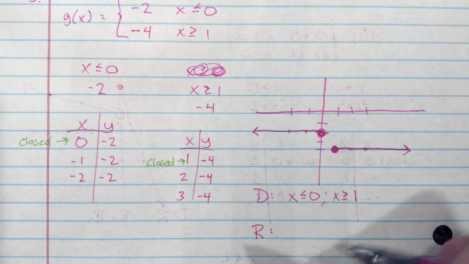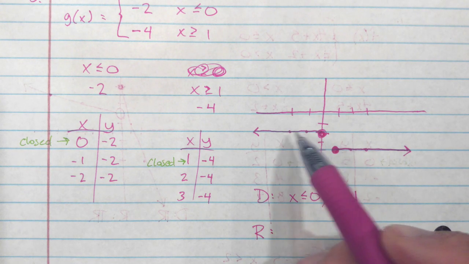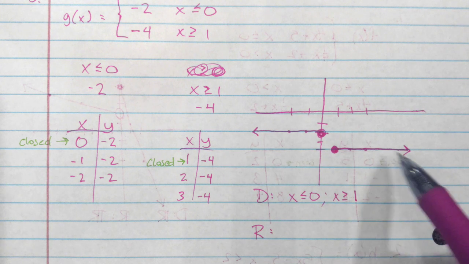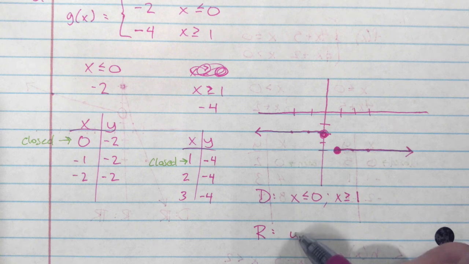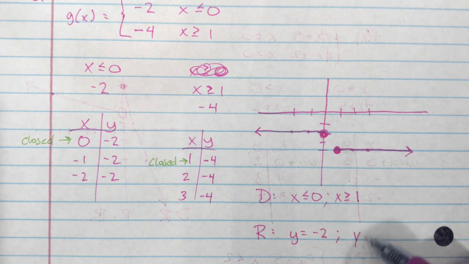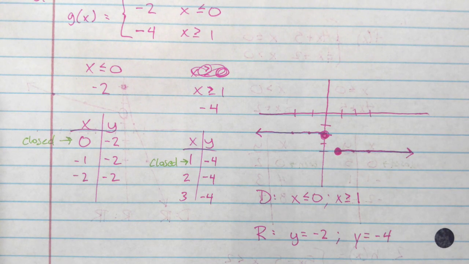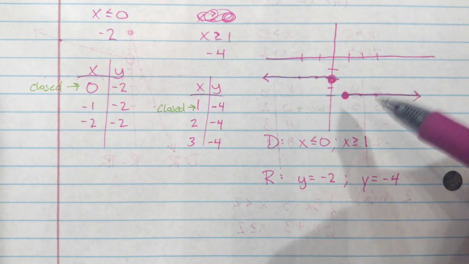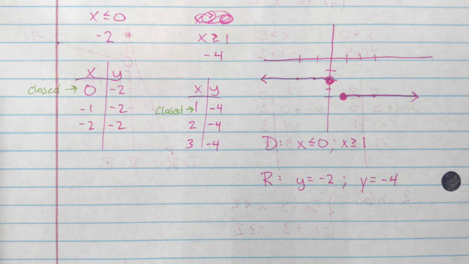The range is also weird because it's those horizontal lines. It's exactly that and it's exactly that. It's nowhere above or below those two things. So the range is y equals negative 2 and y equals negative 4. It's a weird domain and a weird range. That's why I wanted to show you that example. It doesn't go up or down. It's just exactly flat, right? So that's why the range is weird too.